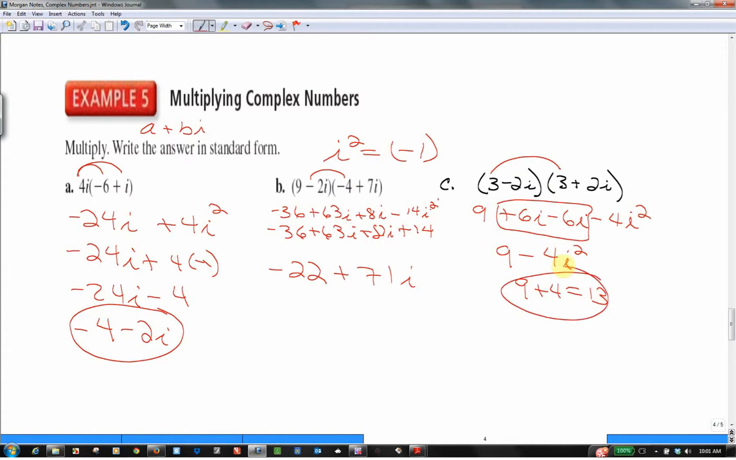So when I multiplied a complex number that sets up as a difference of squares, the imaginary part goes away and I'm left with the real number. Where you have 3 plus 2i, 3 minus 2i, where the numbers are the same, one's a plus, one's a minus, these are called complex conjugates of each other. And anytime you multiply a complex number by its complex conjugate, you get a real number at the end.